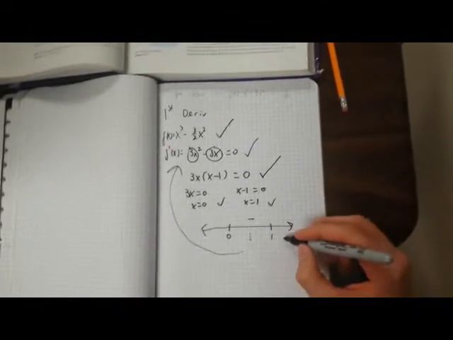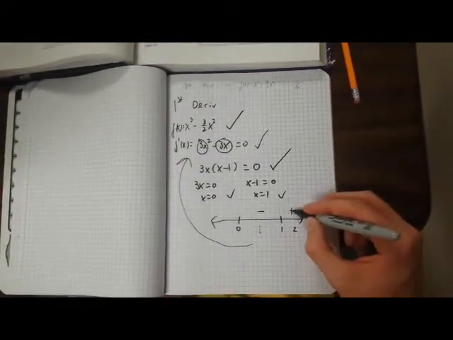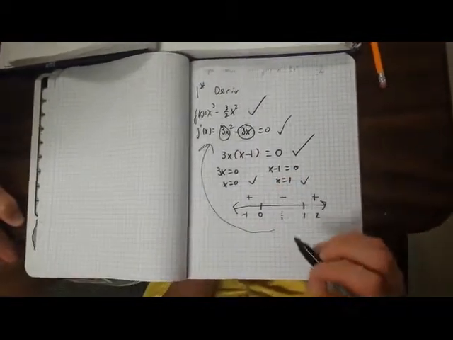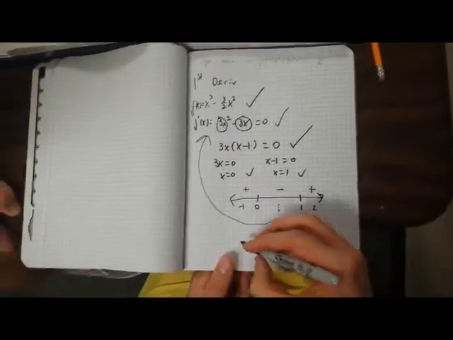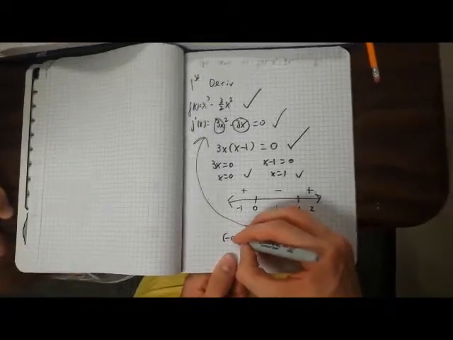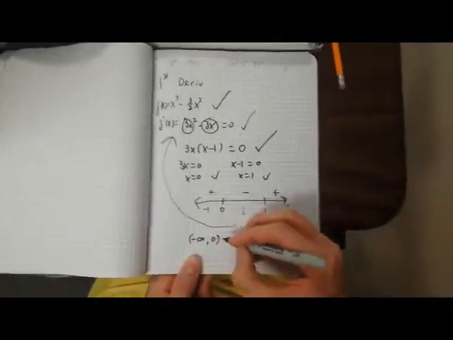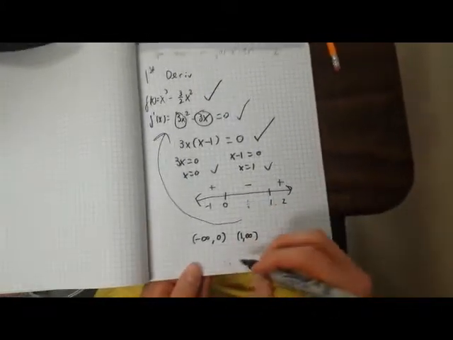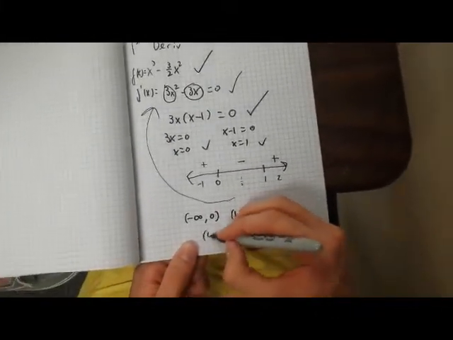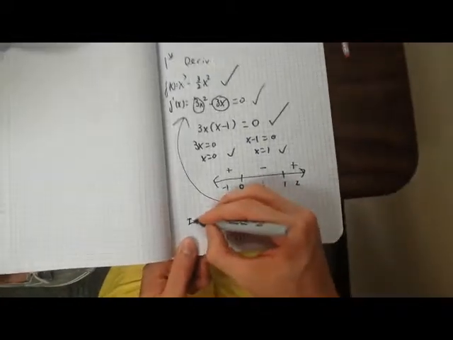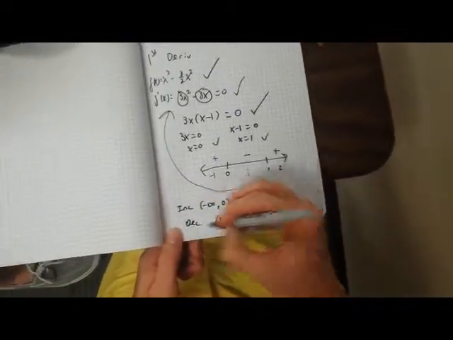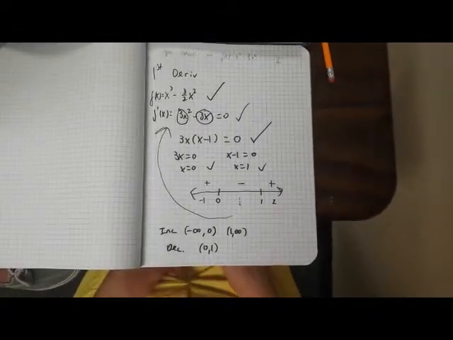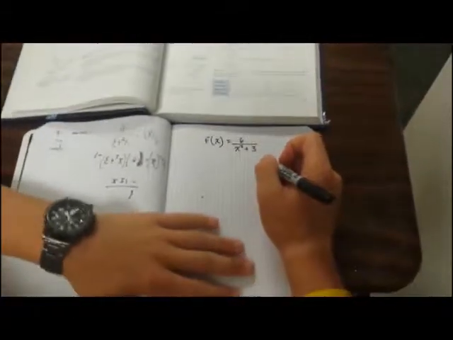Alright, so let's put 2 in. Oh, that's positive. And let's put -1 in. That's positive. Alright. So it's increasing from negative infinity to 0 and 1 to infinity, and decreasing from 0 to 1. Good job, Duck. You've solved the problem. Is that it? Yeah. It's pretty hard, boss, so I'm going to let you do it.